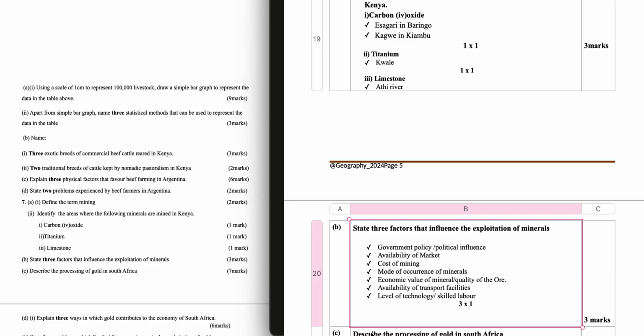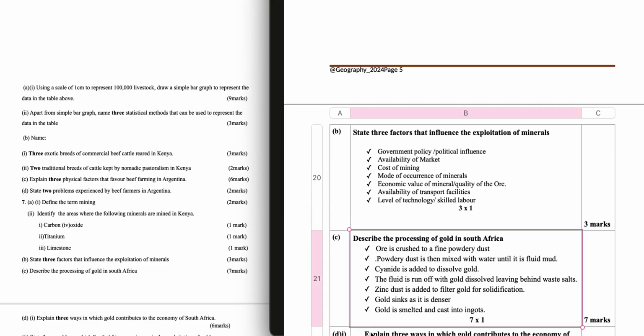Question 7c. Describe the process of gold mining in South Africa. Ore is crushed to a fine powdery dust. Powdery dust is then mixed with water until it is fluid mud. Cyanide is added to dissolve gold. The fluid is run off with gold dissolved, leaving behind waste salts. Zinc dust is added to filter gold for solidification. Gold sinks as it is denser. Gold is melted and cast into ingots.